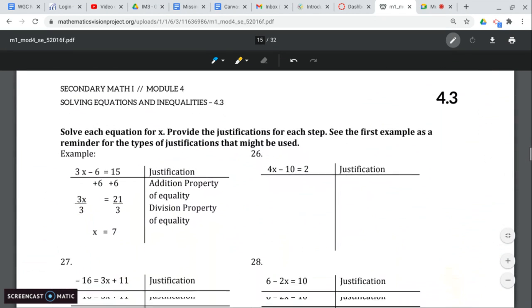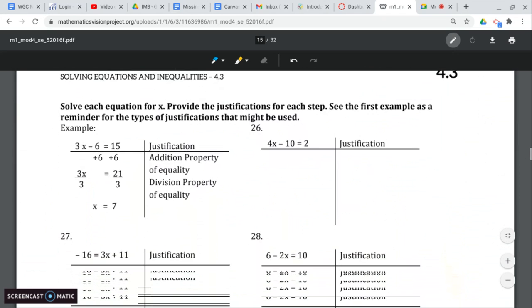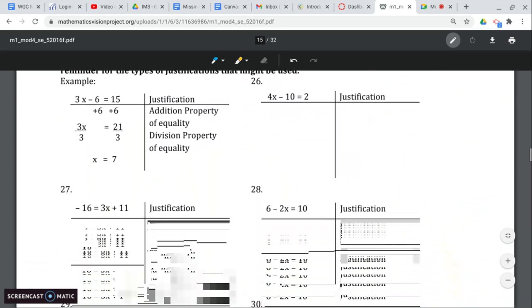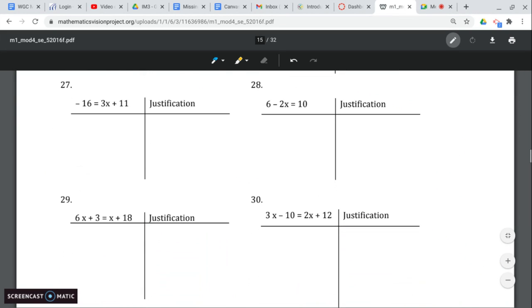All right, the last section is solving each equation for x and providing the justifications. So we're going to look at 27. So we have negative 16 equals 3x minus 11. We want to get x by itself. So first thing we need to do is eliminate the 11. How do we do that? It's being added here, so we need to subtract it. So minus 11, so subtract.